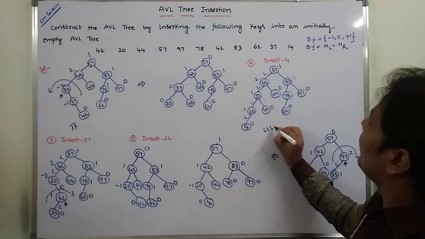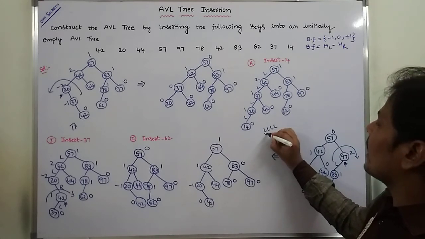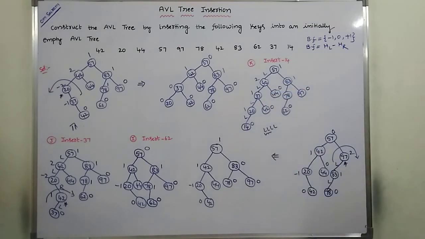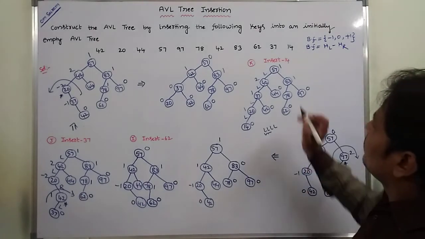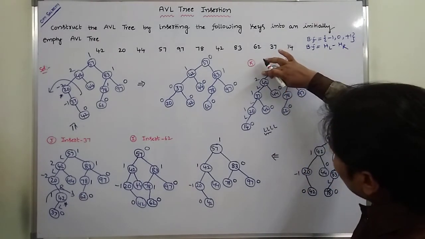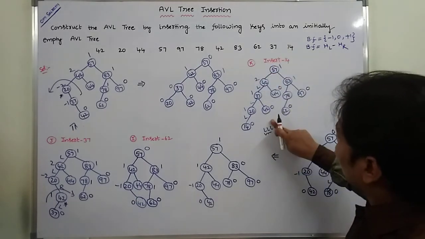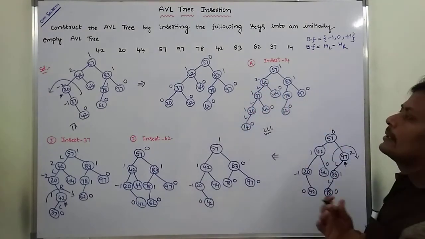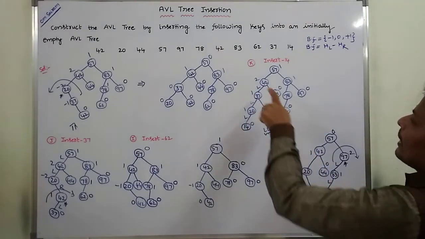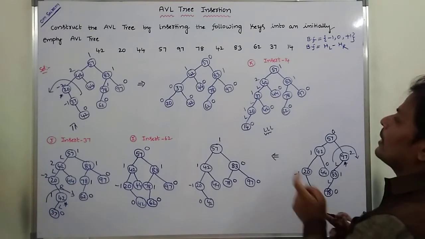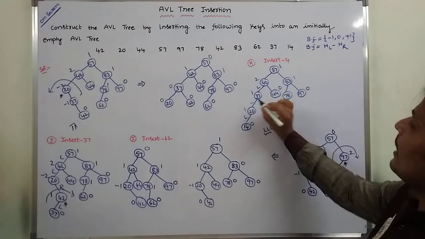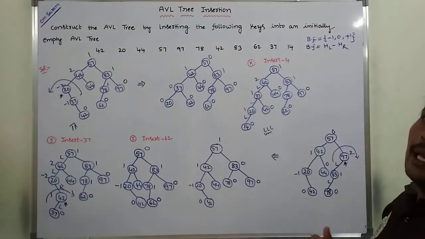So L, L, L, L. Among the 4 L's, first we have to consider these two L's. So this L and this L. Okay. Now we have to perform the rotation. So this is not necessary. This is not necessary. Okay. Here imbalance occurred at node 42. Okay. Here LL is there. Now we have to perform LL rotation. First two L's we consider. So we have to perform LL rotation.